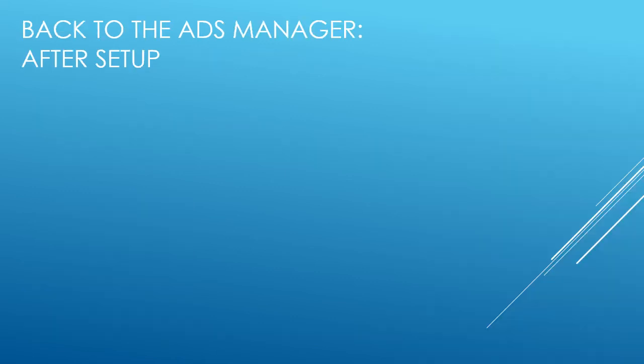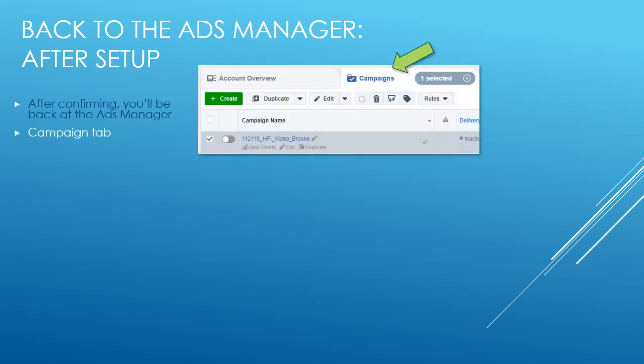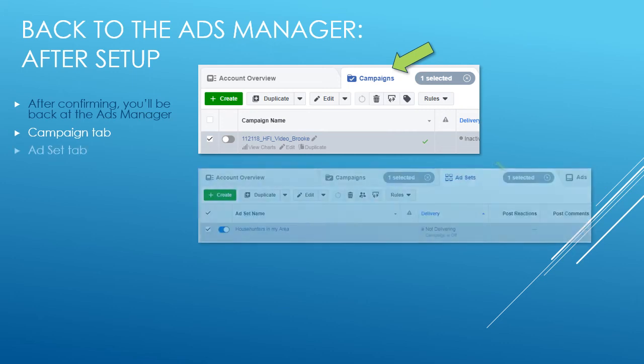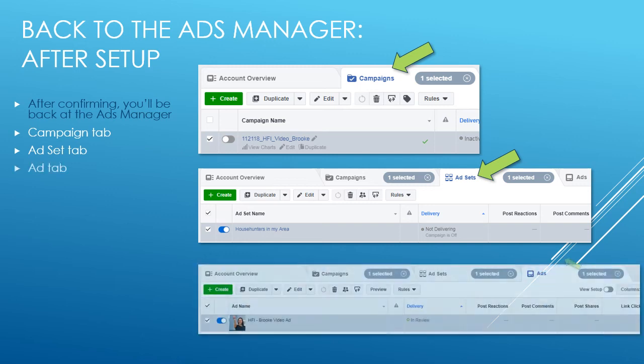Okay, now that we've built our ad, it automatically takes you back to the Ads Manager main screen. And if you look at the second tab here that says Campaigns, you'll see the campaign that we built, 112118 HFI Video Brook. That's the campaign that we just finished building. If you move over to the Ad Sets tab, you'll see the ad set that we built, the House Hunters in My Area ad set, and correspondingly, if you go over to the Ad tab, the last one, you'll see the ad that we just built.